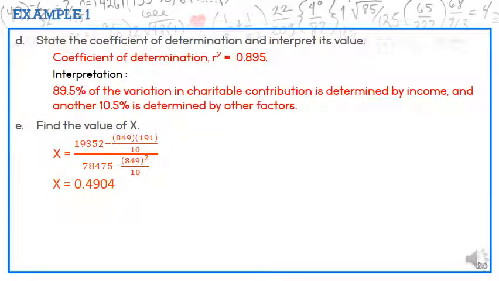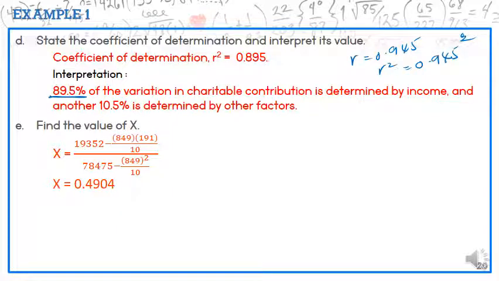State the coefficient of determination and interpret its value. So you can find the coefficient of determination from the table given, SPSS output. So R squared adalah 0.895. You can also calculate the value yourself. Okay, since R sama dengan 0.945, R squared, you simply kuasa 2 kan your R.